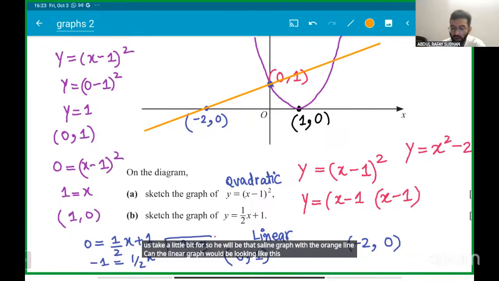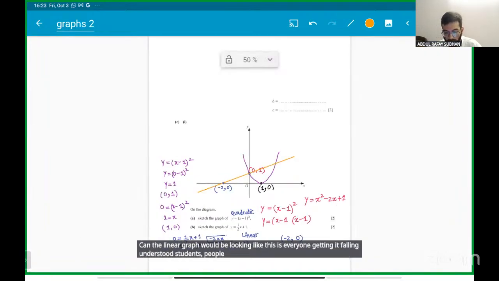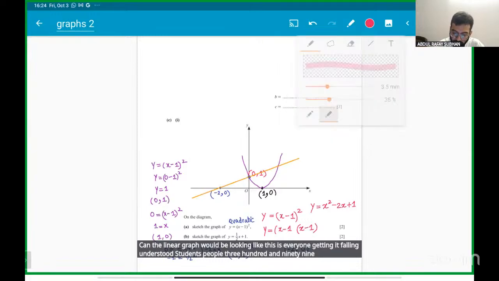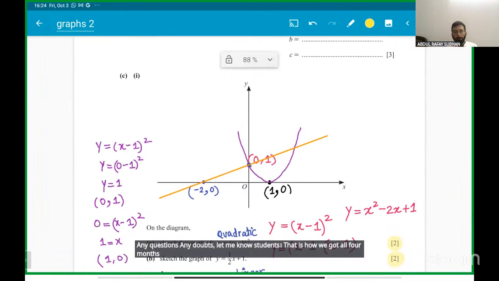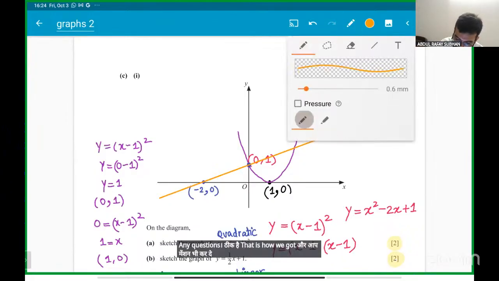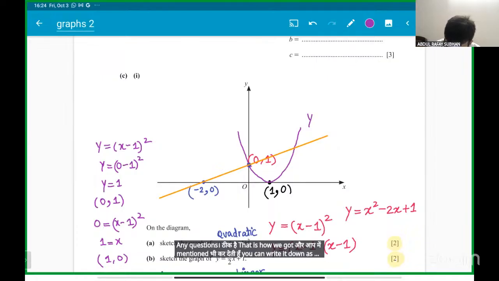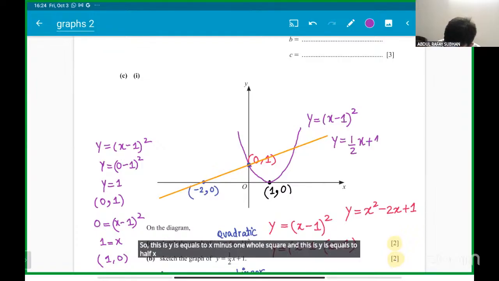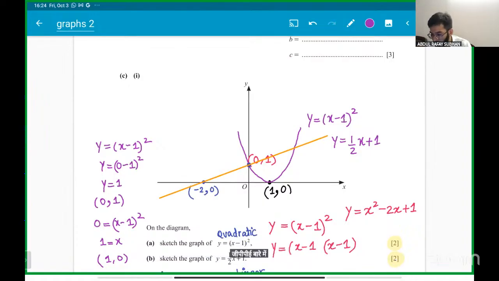Is everyone getting it? Understood, students? Any questions, any doubts? Let me know. That's how we got all 4 marks, and you can write it down as well. This is y equals x minus 1 whole square, and this is y equals half x plus 1. Is everyone getting it clear? Understood? Following?